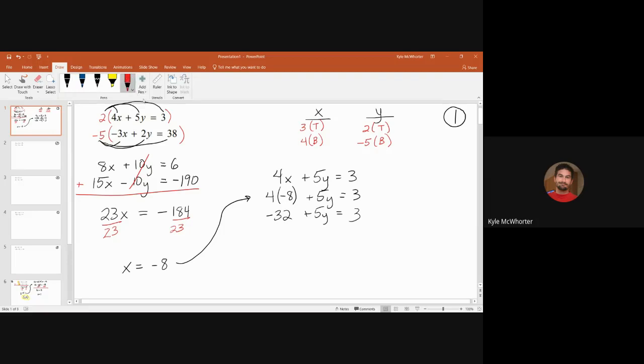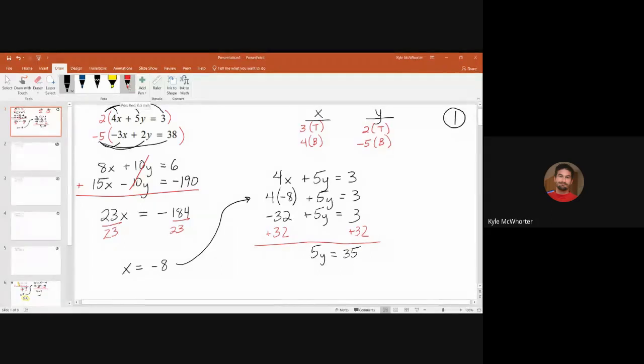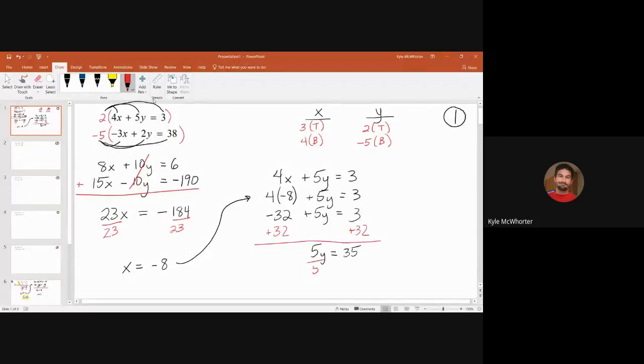So to get rid of this -32, we're going to add 32 to both sides. And then we have 5y equals 35. Then we're dividing by 5, and we get y equals 7. So the solution to our system is the ordered pair -8, 7.